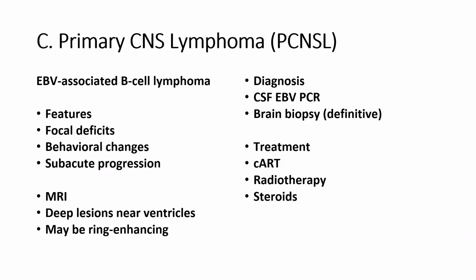Primary CNS lymphoma, an Epstein-Barr virus-associated B-cell lymphoma. It is characterized by focal neurological deficits, behavioral changes, and subacute progression. MRI shows deep lesions near the ventricles, which may be ring enhancing. Diagnosed by CSF EBV PCR and brain biopsy, which is definitive. Treatment involves antiretroviral therapy, radiation, and steroids.